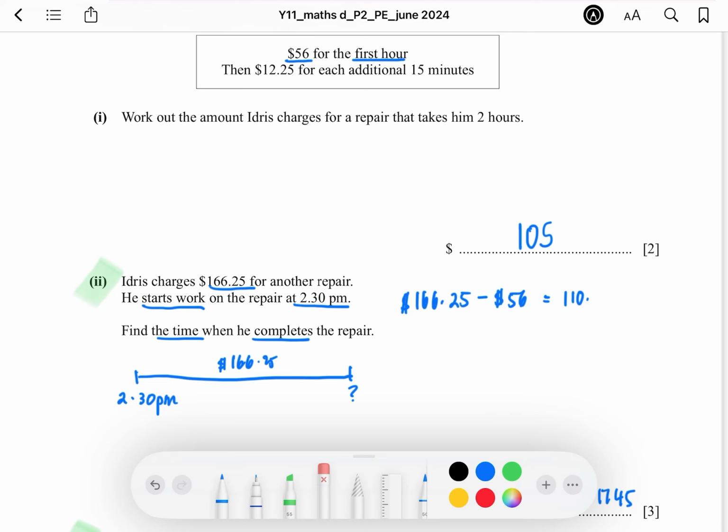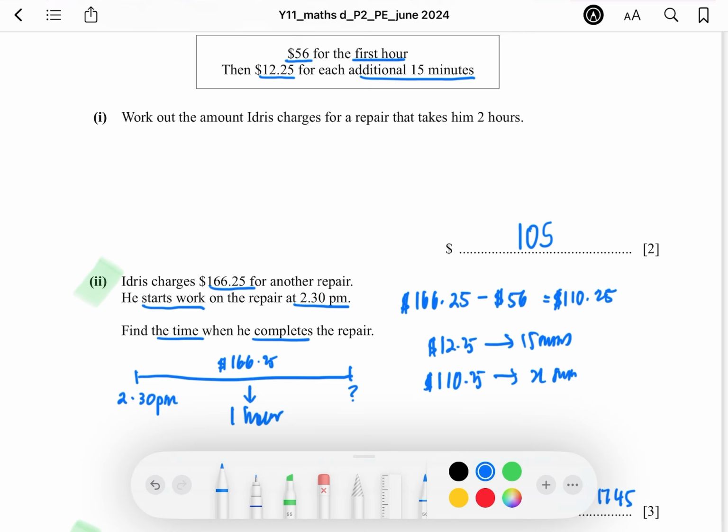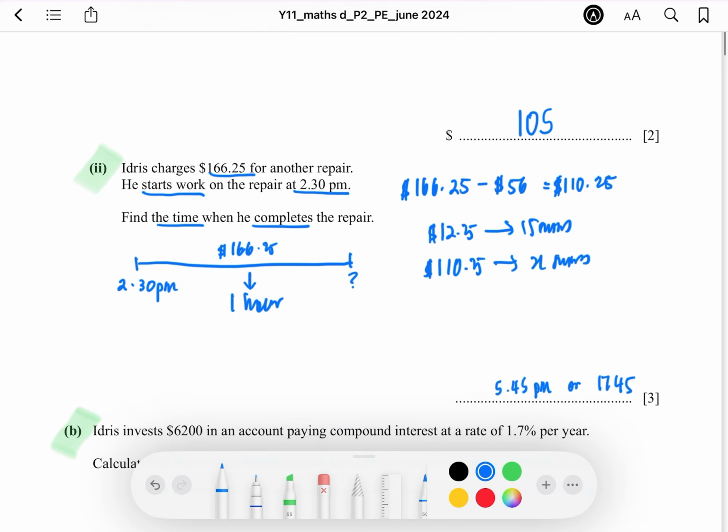Sorry, 110.25. Okay, so that means 1 hour, and then $12.25 for each additional 15 minutes. So I'm going to write that down here. For 15 minutes, that means 110 is equivalent to how many minutes? Let me bring that up here.